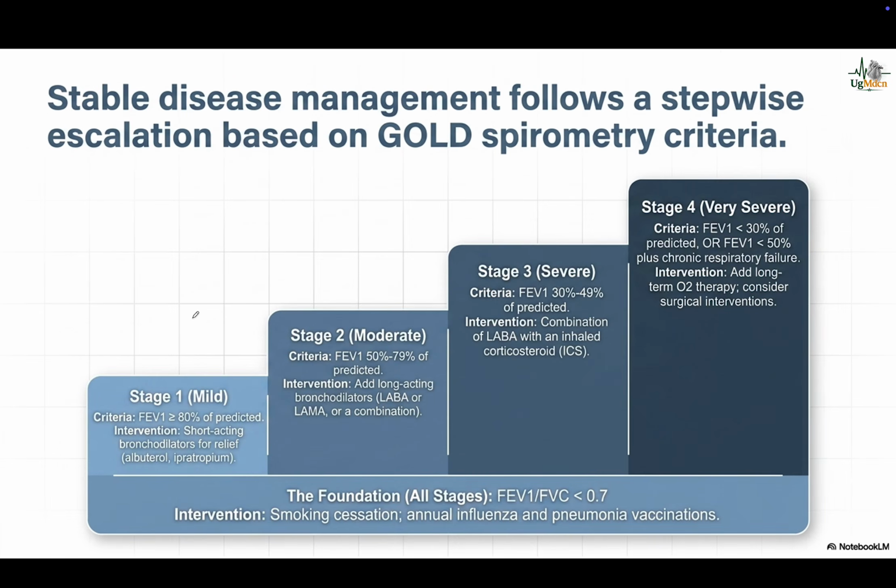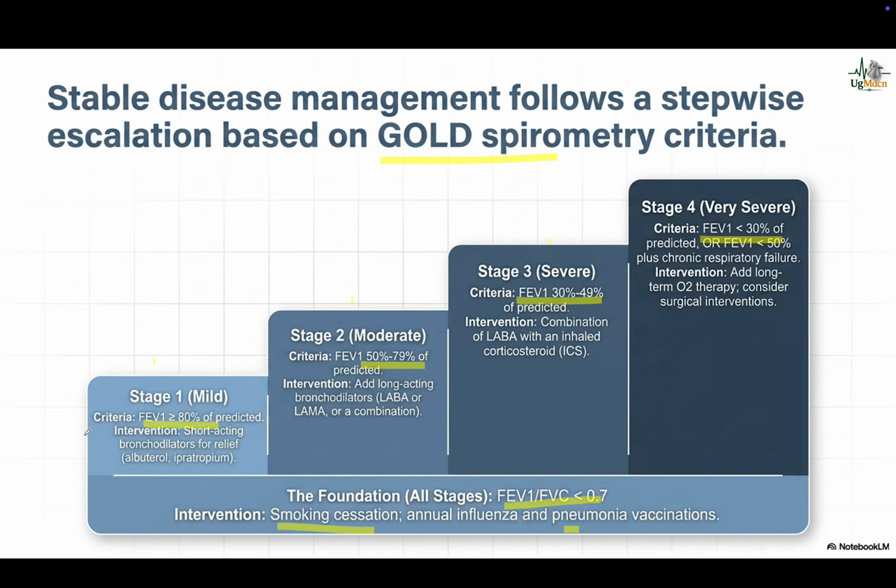Management follows a stepwise escalation based on GOLD spirometry criteria. The diagnostic foundation for all stages is a first-second forced expiratory volume to forced vital capacity ratio less than 0.7. Smoking cessation and annual vaccinations help regardless of the stage. As discussed earlier, staging is based on the percentage of exhaled volume in the first second, FEV1.